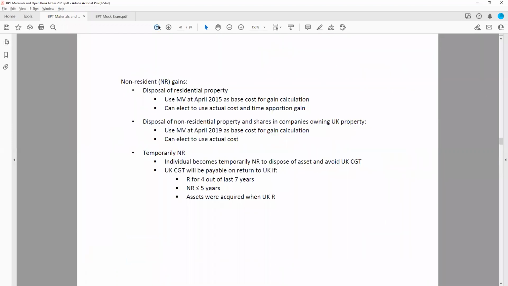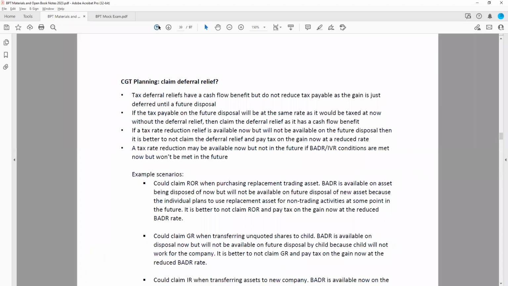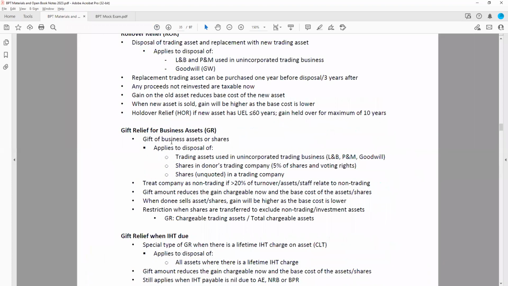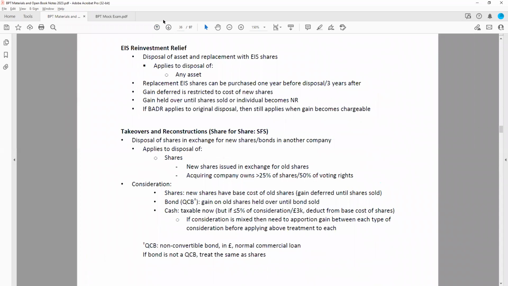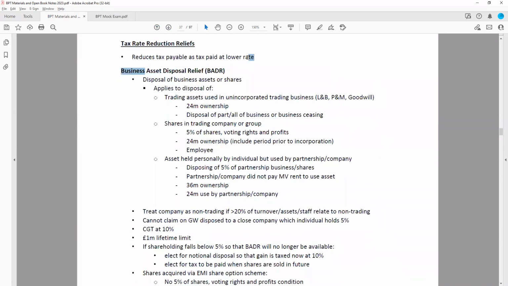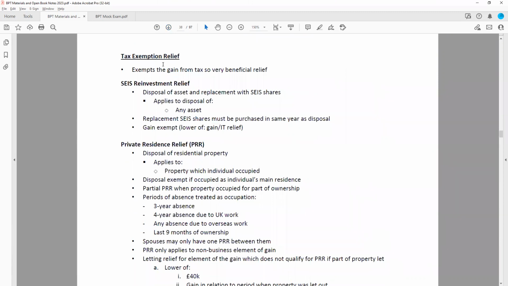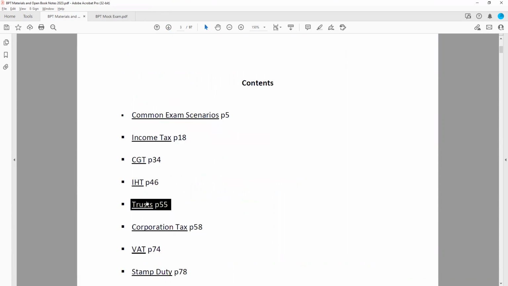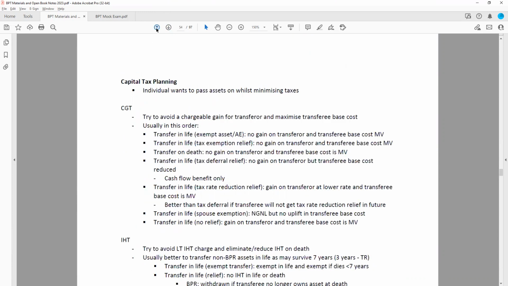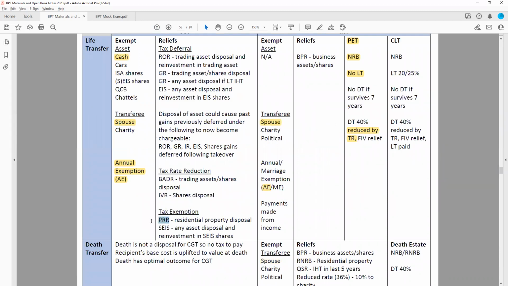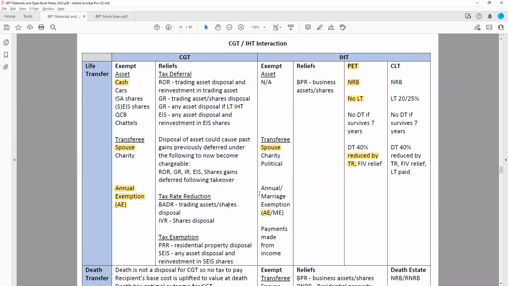So we went through this in detail in the CGT classes. But the tax deferral reliefs where you actually just get to defer the tax charge. Are there any other tax rate reduction reliefs, like business asset disposal relief, again, on trading assets, on business assets? And we're not talking about shares in a company here. So in terms of tax exemption reliefs, the best ones, the ones that exempt the gain, obviously PRR would be the one here, but we're not told that she's ever lived in the property or anything like that. So it doesn't seem to be available there. That would be the main one we're looking at here of residential property. So it doesn't seem as though there's any reliefs available.